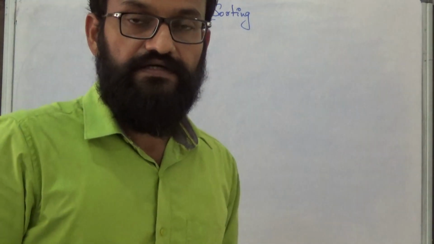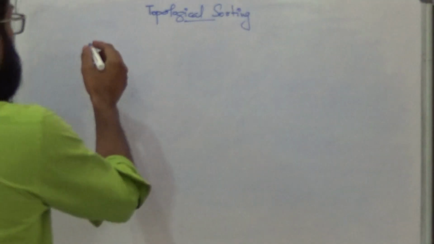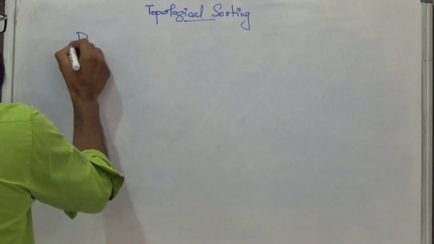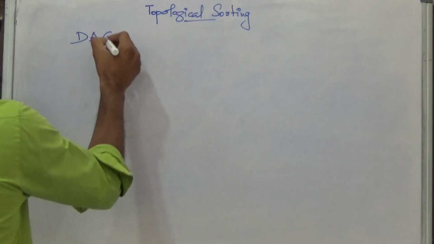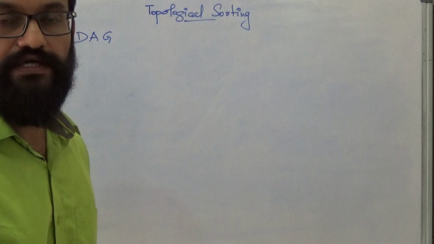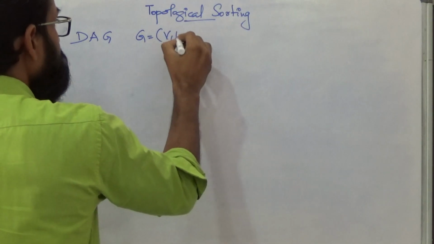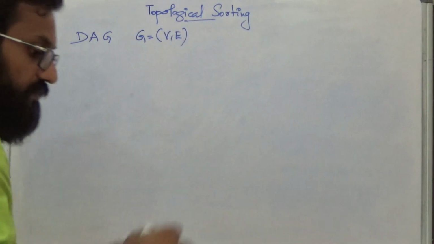This lecture deals with topological sorting. Topological sorting of a directed acyclic graph. A directed acyclic graph is a directed graph without any cycle. Topological sorting of a directed acyclic graph G = (V, E) is actually a linear ordering of vertices.